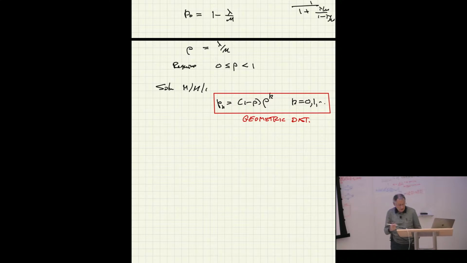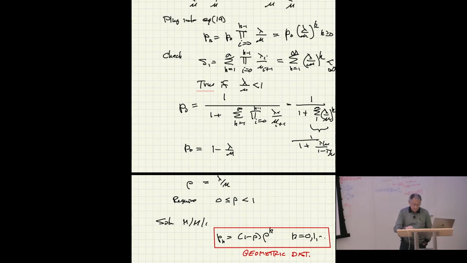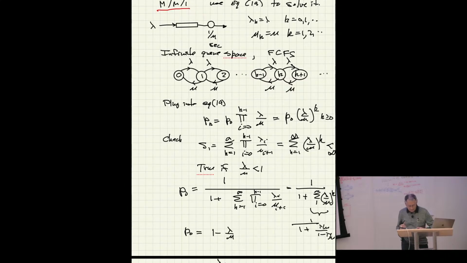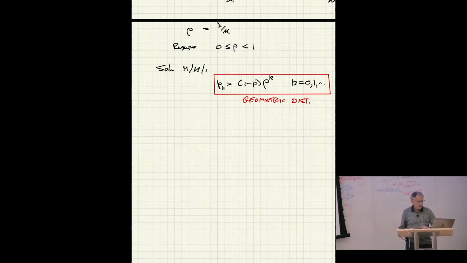And notice, this MM1 system is just full of exponentials. And its solution is geometric. There's something very pleasing about that. Okay, maybe you don't find it pleasing. I don't know. Okay, now let's go after something else.